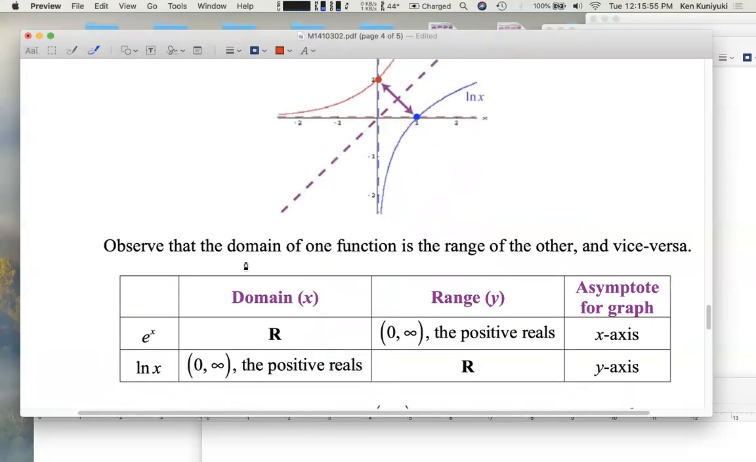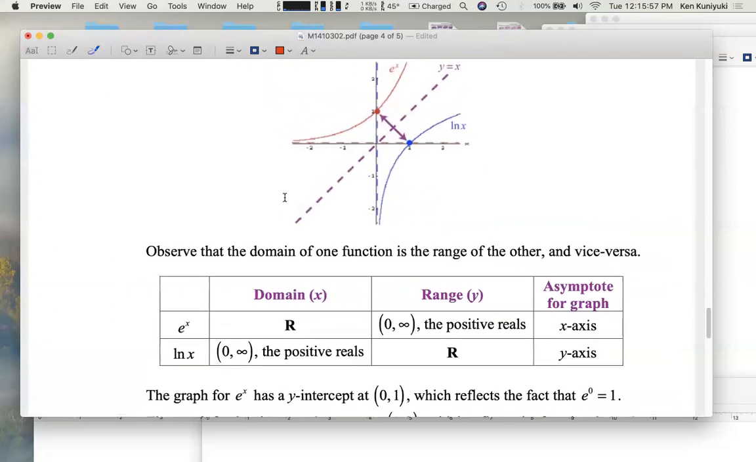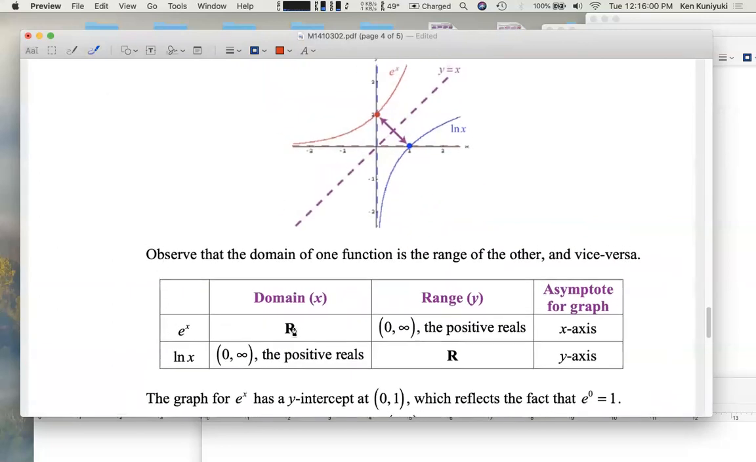So once again, the domain for the e to the x function is R, all real numbers. The range is the positive reals, the open interval from 0 off to infinity. And again, the x-axis is a horizontal axis.